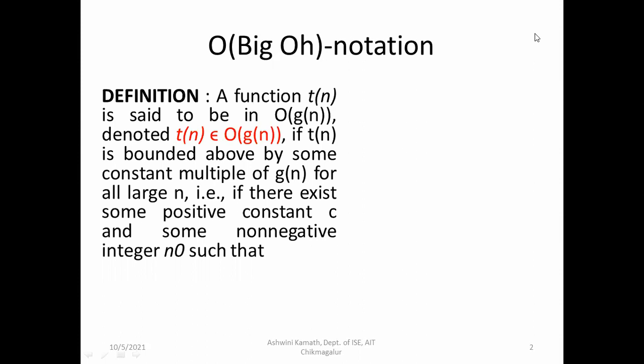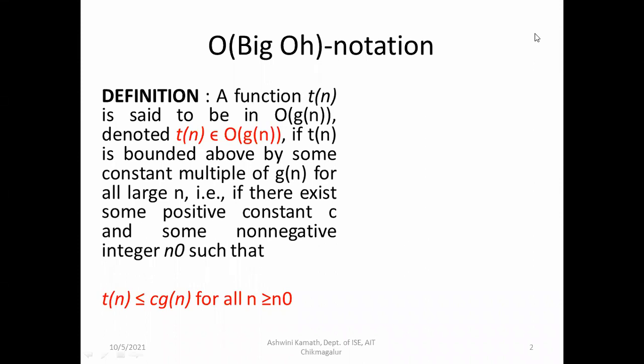A function t of n is said to be in big O of g of n, denoted t of n belongs to big O of g of n, if t of n is bounded above by some constant multiple of g of n for all large n. That is, if there exists some positive constant c and some non-negative integer n naught, such that t of n is less than or equal to c into g of n for all n greater than or equal to n naught. Where c is a constant and n naught is a non-negative integer.